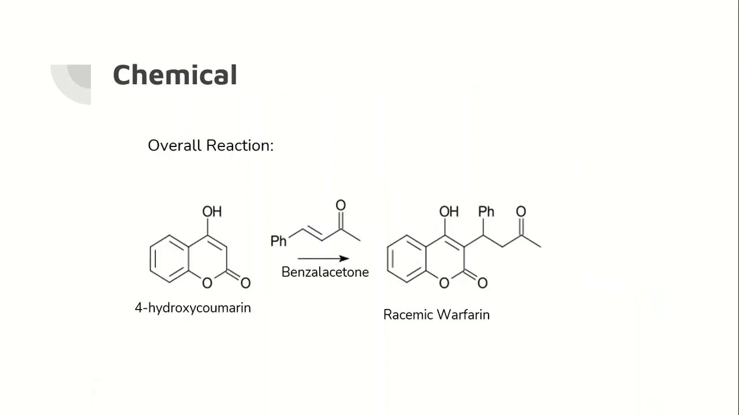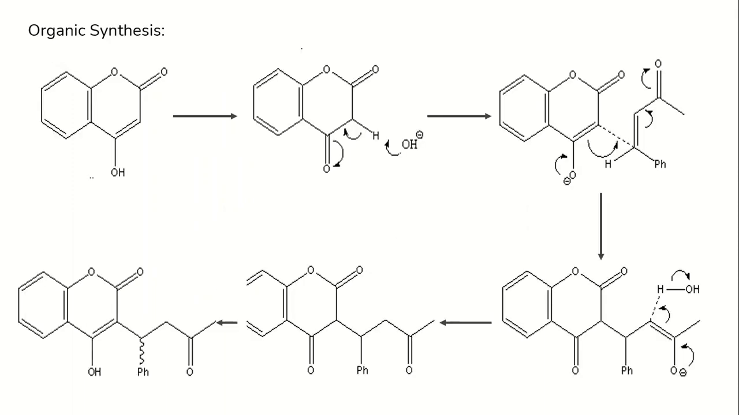The overall reaction to synthesize warfarin is by adding 4-hydroxycoumarin to benzyl acetone to create racemic warfarin. This is the organic synthesis, in which there are 4 intermediate steps in the reaction.